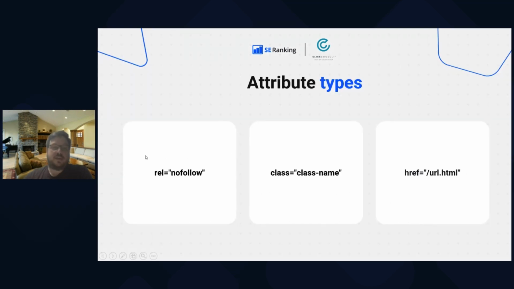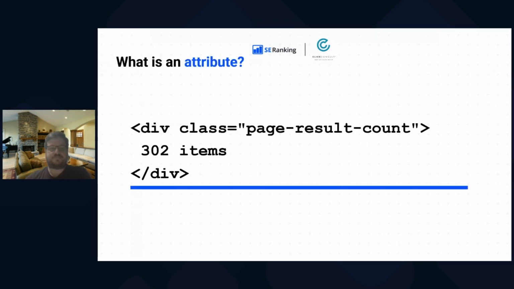And here are some attribute types that some of you may be familiar with. So you've got your classes. You might have a nofollow attribute within a link, or you've got your link address as well. And there are all sorts of attributes, but these are some of the common ones.